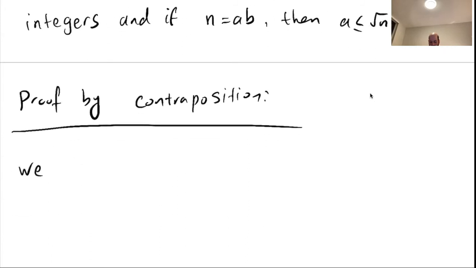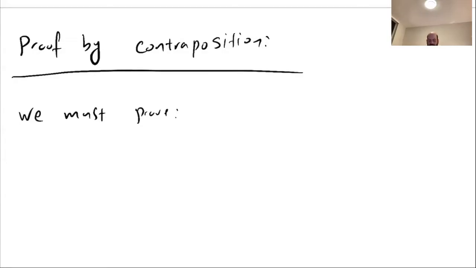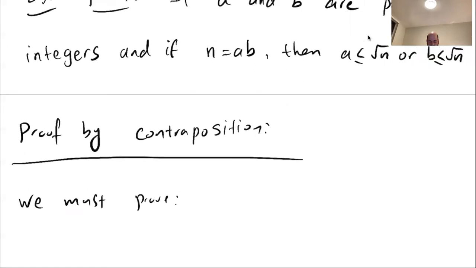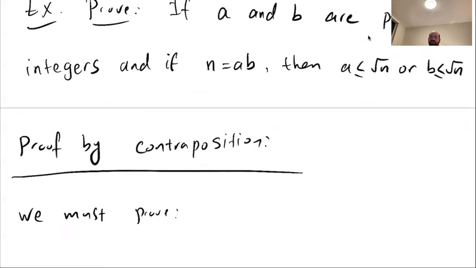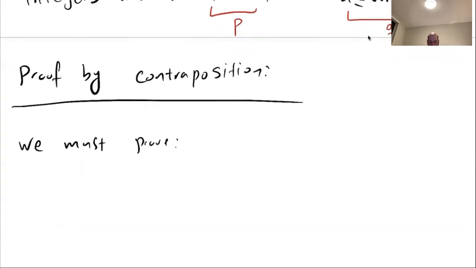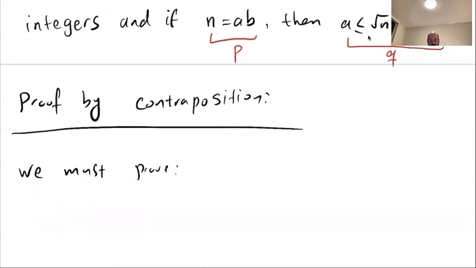So we must prove. Okay, so what should we prove? So see, a and b are two given positive integers, right? My assumption here is that if I set n to be AB, then a is less than root n or b is less than root n, which is my q. So we must prove that if negation q, then negation p.